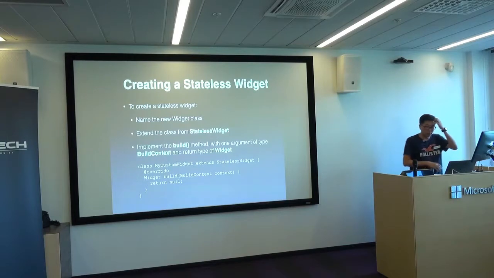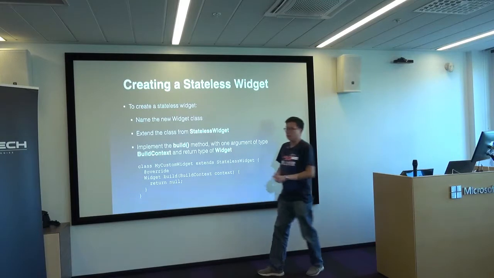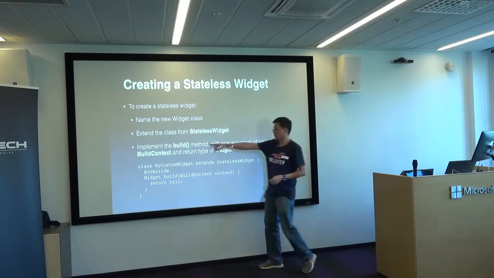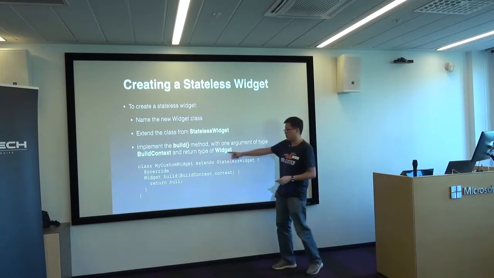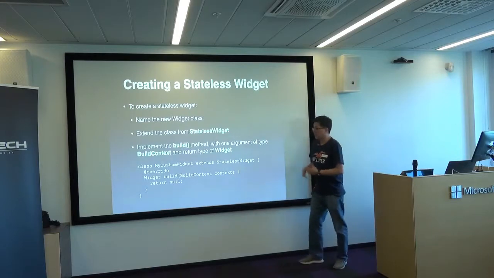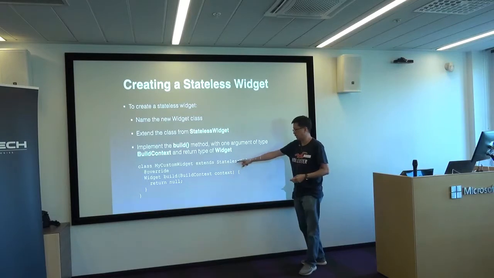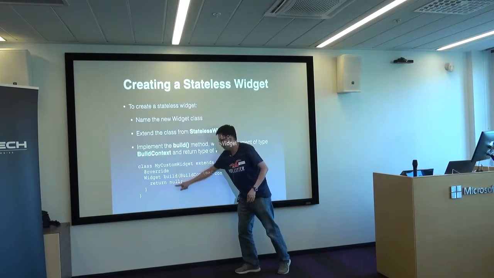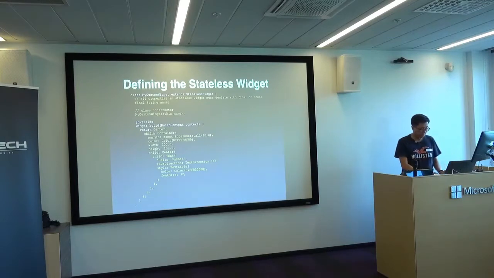So, how do you create a stateless widget? Very straightforward. To create a stateless widget, give a name to this new widget class, extend the class from StatelessWidget, and implement the build method with one argument of type BuildContext and return type of Widget. So this is the template. In this example, I have a widget called MyCustomWidget that extends StatelessWidget. I override this build method, and I'm going to add in the code to return a widget. So here's my example.